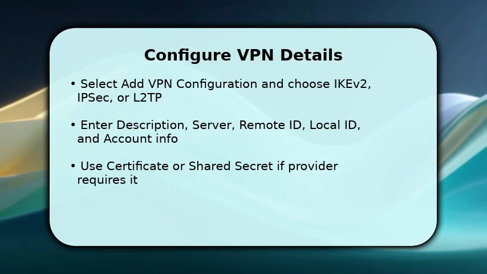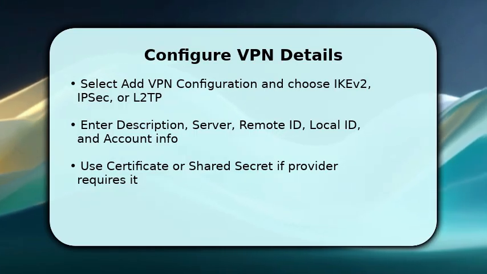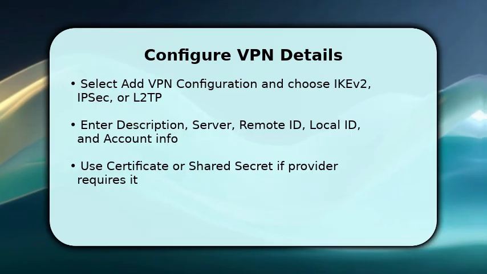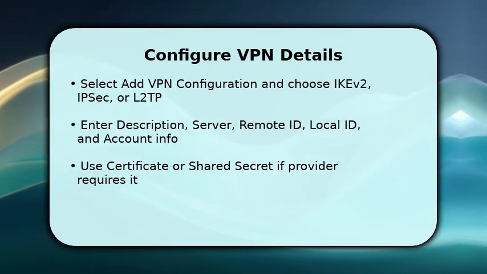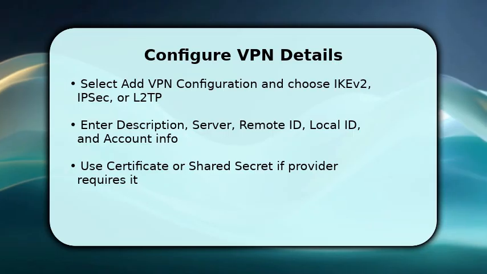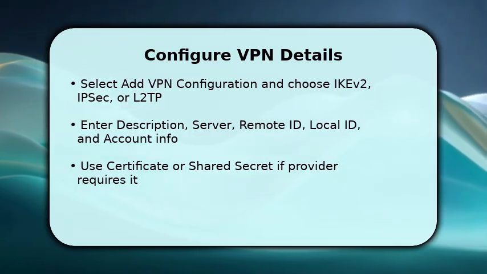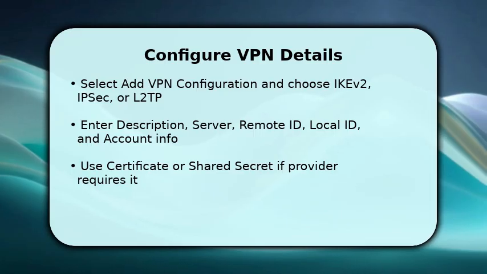You now choose the VPN type, IKEv2, IPsec, or L2TP, based on your provider's recommendation, because each handles authentication differently. Tap Add VPN configuration and fill description, server, remote ID, and your account name. These fields map the connection to the right endpoint.